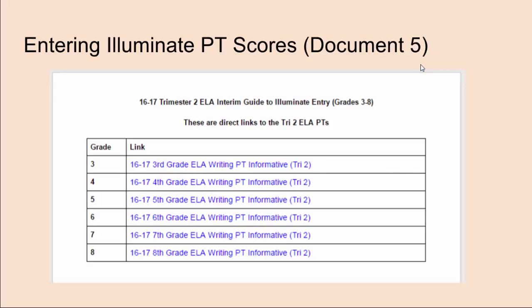And there is a supporting document in that folder. It's document 5 that Sun created with direct links to the location in Illuminate where you're entering those scores. So you can go into that folder, click on that document, and that link will take you directly to your entry for scoring once you place your password in that document.